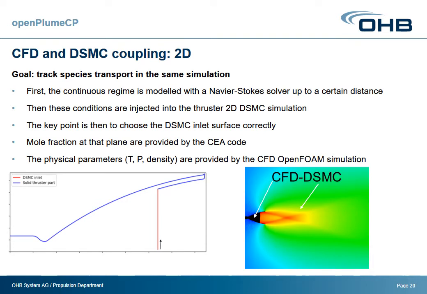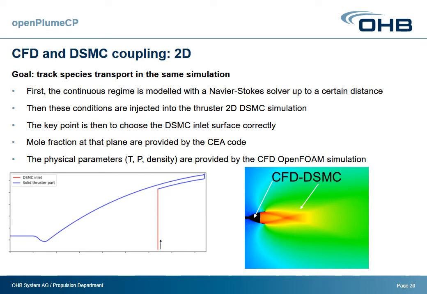So we decided then to model a certain part with DSMC. We wanted to be able to track the species in the simulation. So we reworked our analysis, our method, sorry, and then we started the continuous regime with a Navier-Stokes solver, but up to a certain distance.